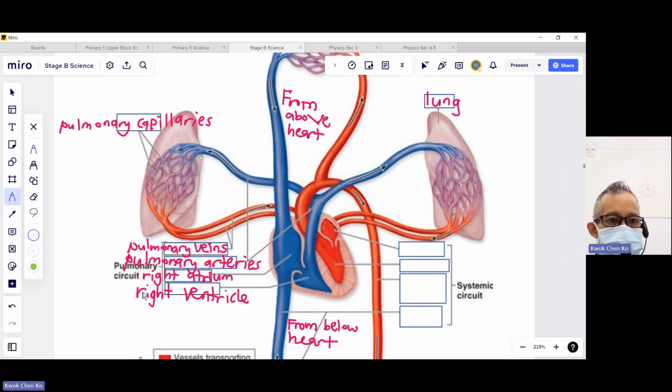All right, what is this here? Yeah, this is the left atrium. Okay, this is the left atrium, guys. Just write it down.